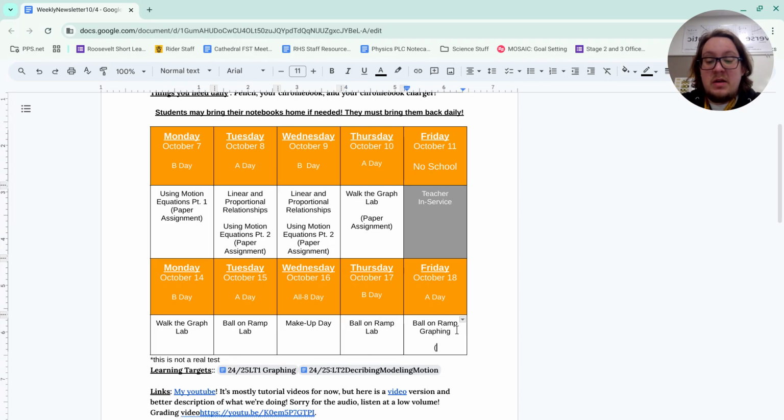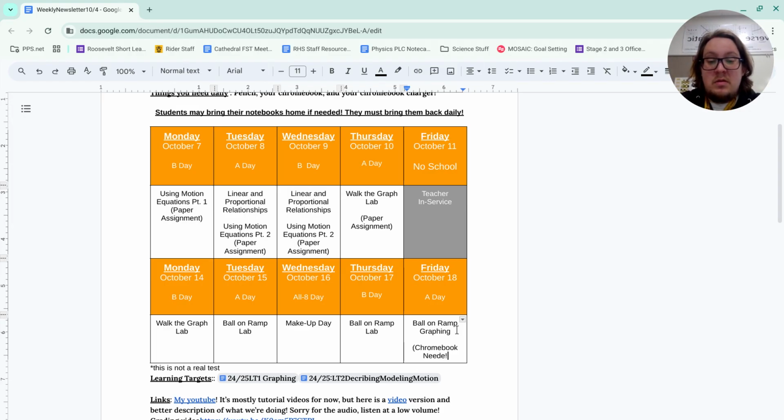So I'm going to include on here Chromebook needed. And the ball and ramp lab, this is just data collection. So that's a day.